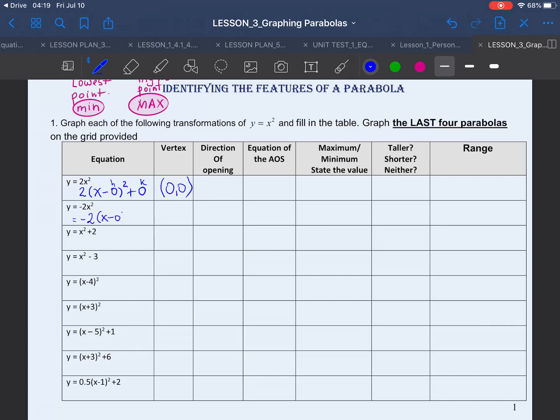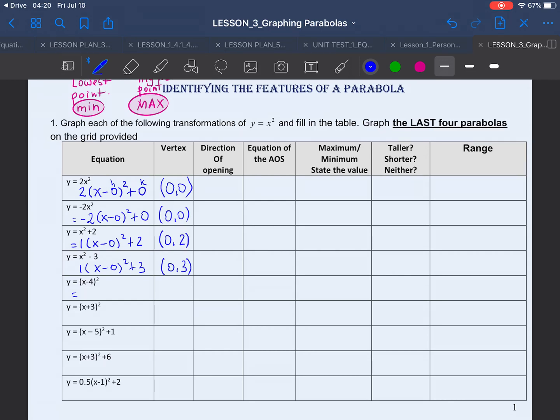Next question, y equals negative 2x squared, so negative 2 times (x minus 0) squared plus 0. I'm doing the same thing, so the vertex is again (0, 0). y equals x squared plus 2. So this will be 1 times (x minus 0) squared plus 2. So the vertex will be x is 0, y is 2. Next, y equals x squared minus 3. So this is 1 times (x minus 0) squared plus negative 3. So the vertex is at (0, negative 3).